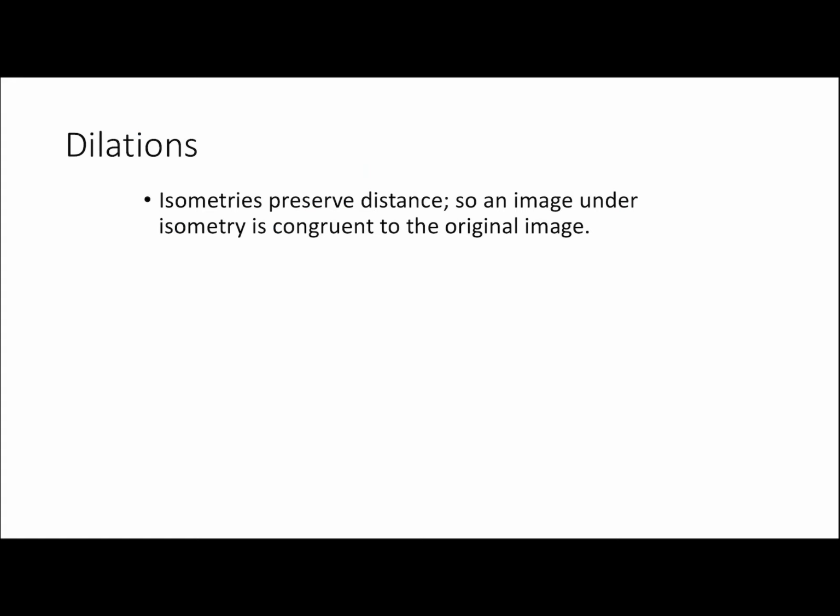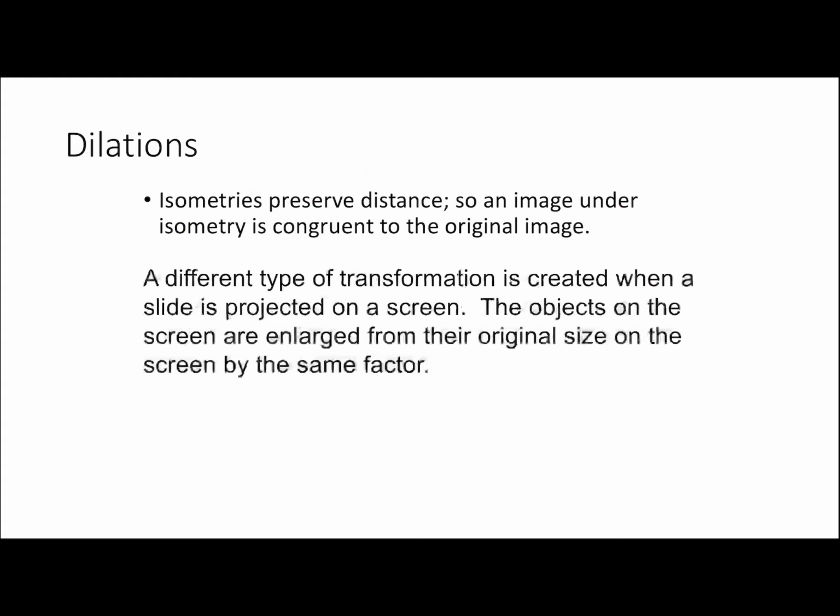So we've been talking about isometries, and they preserve distance. So an image under isometry is congruent to the original figure. But a different type of transformation that's not an isometry, because the size is going to change, would be a dilation. So we could see this by thinking about projecting an image onto a screen. For example, when we're in the classroom, if I use the PowerPoint, well, I have a small iPad screen that my PowerPoint is on, and I project that onto the screen, and you see it as the same image but bigger, right? And so that is a dilation.